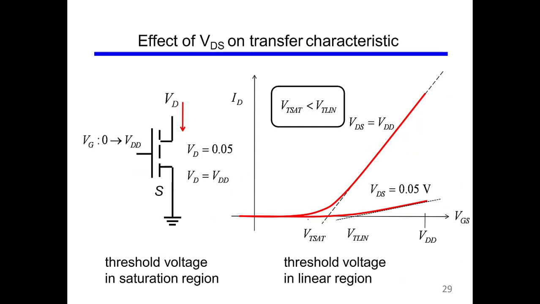This slide explains it with another picture. It is the plot of VGS versus ID, and here VDS is 0.05 volt, and here VDS is VDD. You see there is a huge difference in how the current changes. When VDS is low, the current changes slowly, and in the other case, it changes very fast.